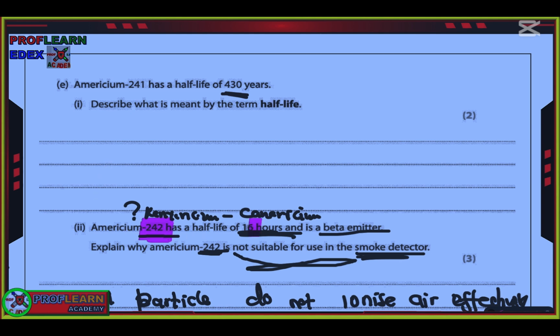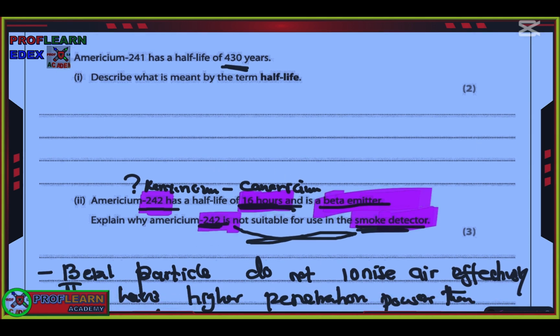Americium-242 has half-life of 16 hours and emits beta. Explain why americium-242 is not suitable to use for smoke detector. Now you can see canaricium.